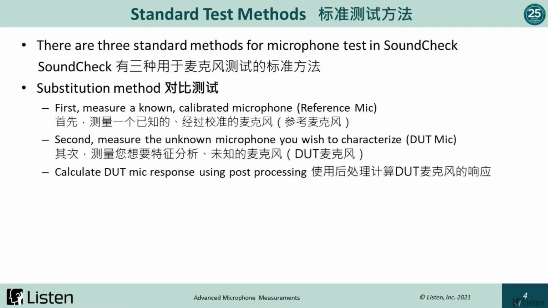So let's start with the standard test methods. And there are 3 standard methods for microphone test in SoundCheck. The first one is the substitution method, where we measure a known calibrated microphone, otherwise known as our reference microphone, and then we measure the unknown microphone that we want to characterize, otherwise known as the DUT microphone, the device under test. And then we can use some post-processing to calculate the DUT microphone response and sensitivity.